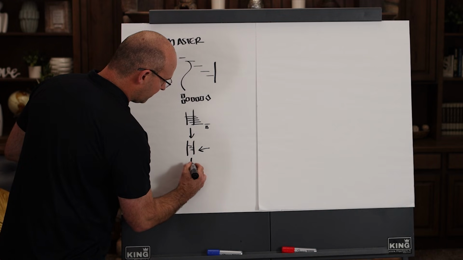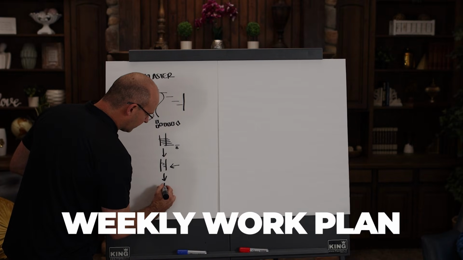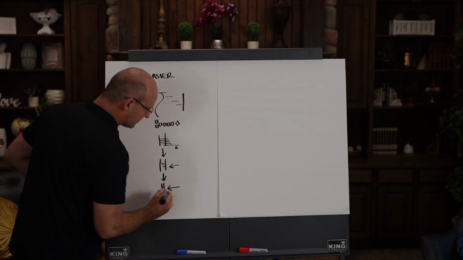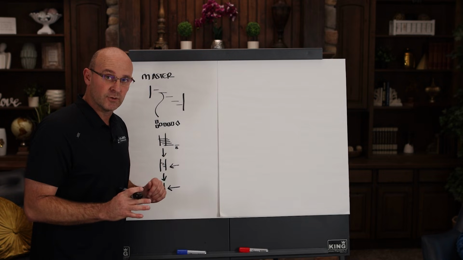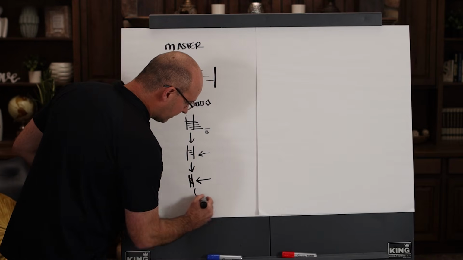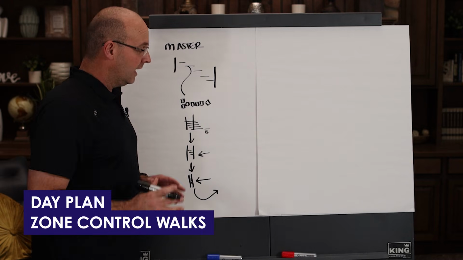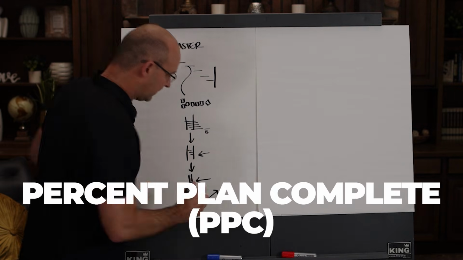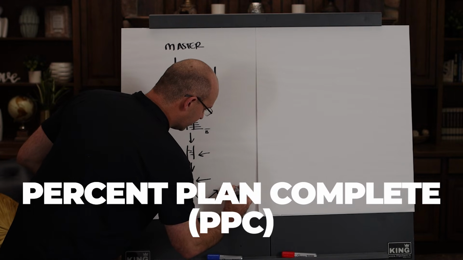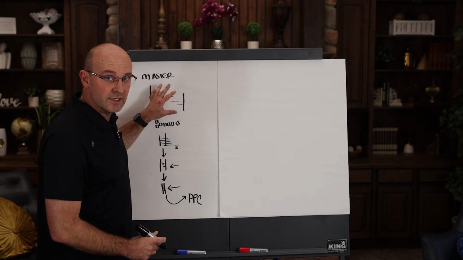And then from there, we filter out the weekly work plan, and this allows us to make commitments and make sure we're coordinating handoffs. And then we're able to go do our day plan, our zone control walks, and we're able to track percent plan complete. So I'll just go ahead and do PPC. So we're right here in this video, okay?